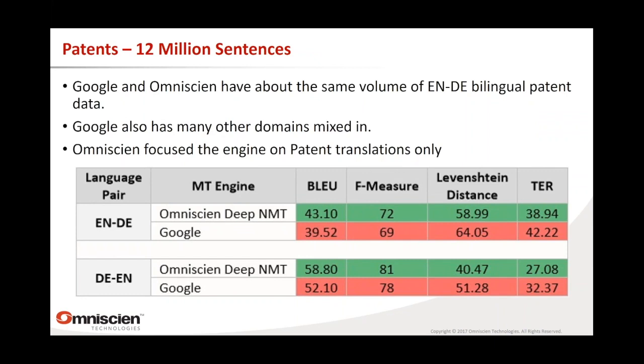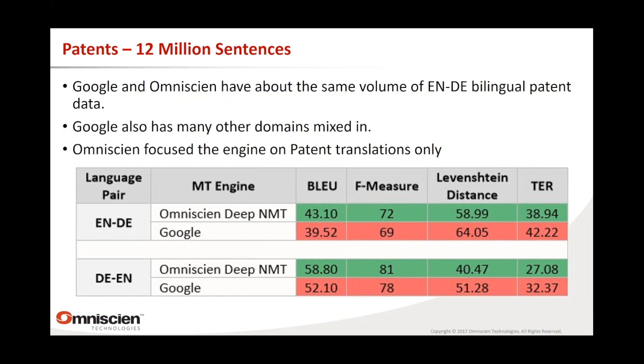Now, further exploring this, here's another example. This is English to German and German to English. Google has approximately the same amount of bilingual patent data that we have, roughly 12 million sentences of English-German bilingual patent data. Google, of course, also has many other domains mixed in, whereas we focused our engine purely on patent translations.